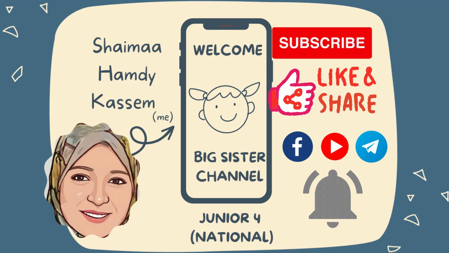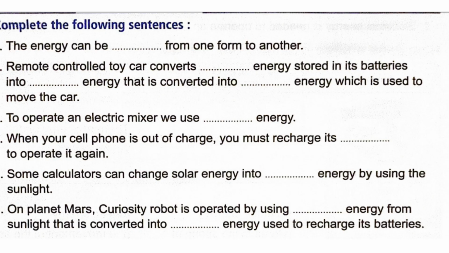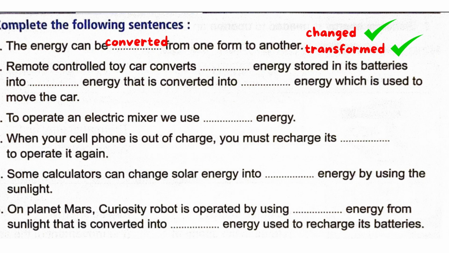Now we will start our revision, as we will start with the question: complete the following sentences. Okay, so here we have the first question. The energy can be from one form to another. What do you know about energy? The energy can be, yes, converted from one form to another, or change it from one form to another, or you can say the energy can be transformed from one form to another. The three words are the same.